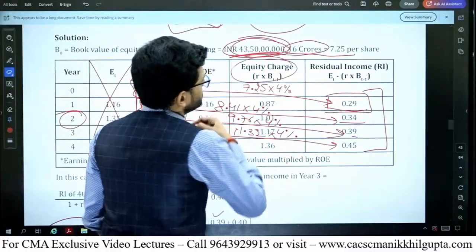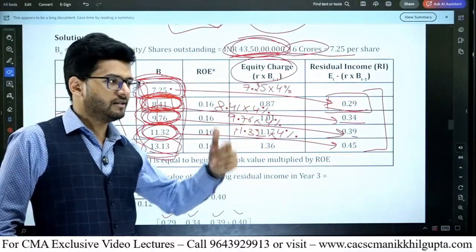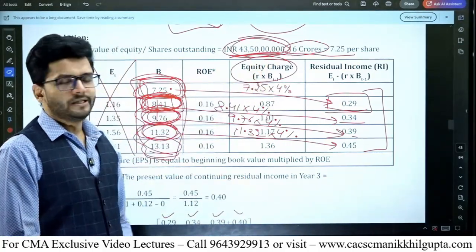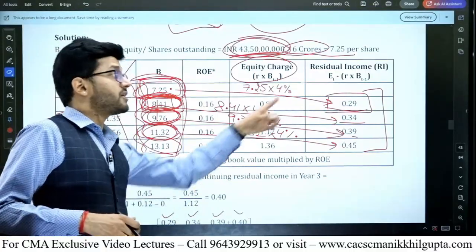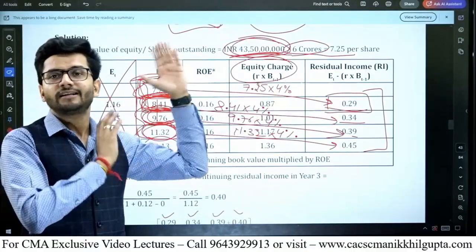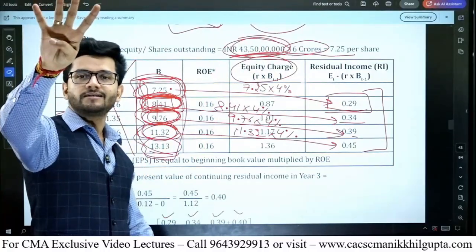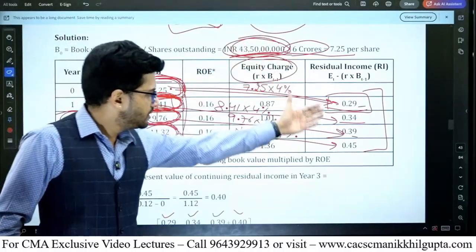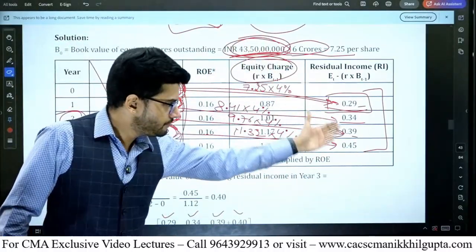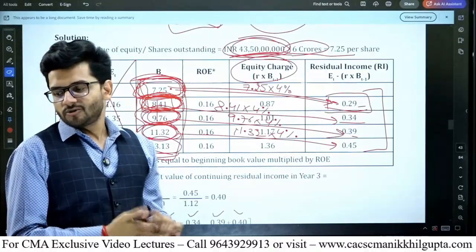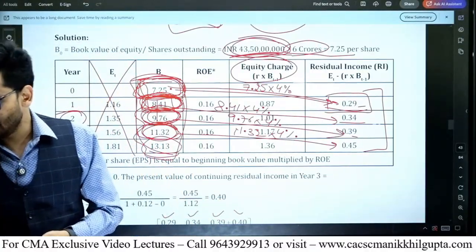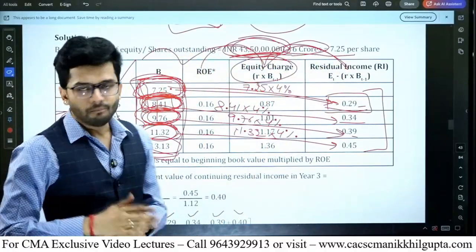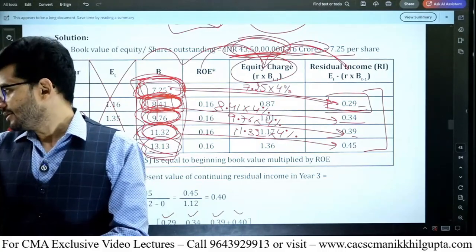This equity charge is nothing but the cost of equity, which we are taking as 12%, right? The ROE is already 16%. So first they calculate the equity charge in rupee terms and then subtract it from the value. What I've done is a direct calculation: 16 minus 12, 4%, is the residual income. So whatever the value is, multiplied by 4% will be the residual income of the ensuing years. You can do the direct calculation also. The concept should be clear to you, whether you do the direct calculation or follow the method given in the question. Both are equally correct and acceptable in the examination.